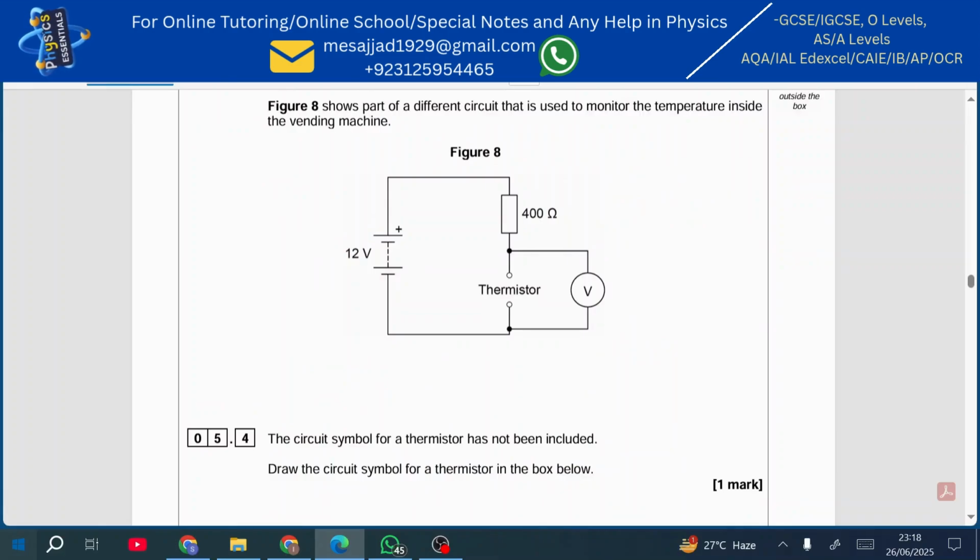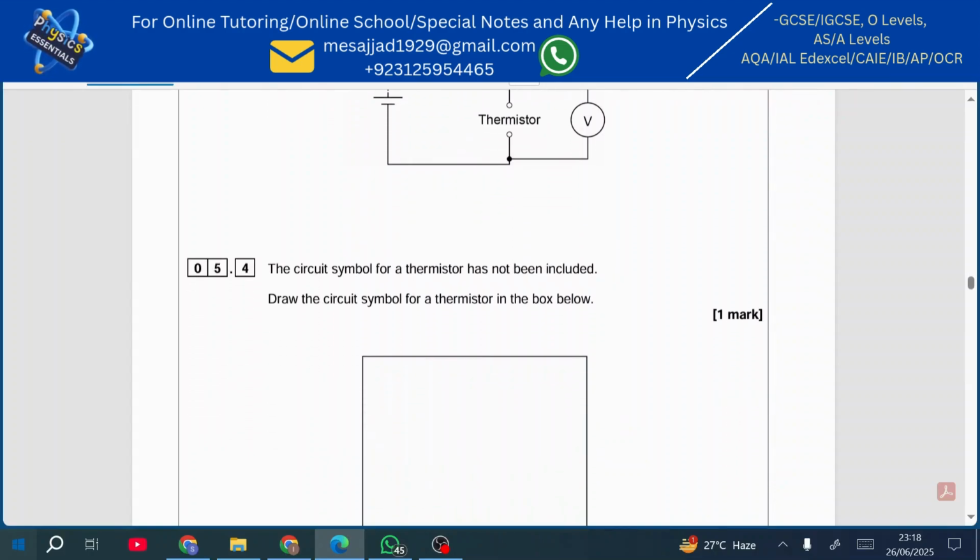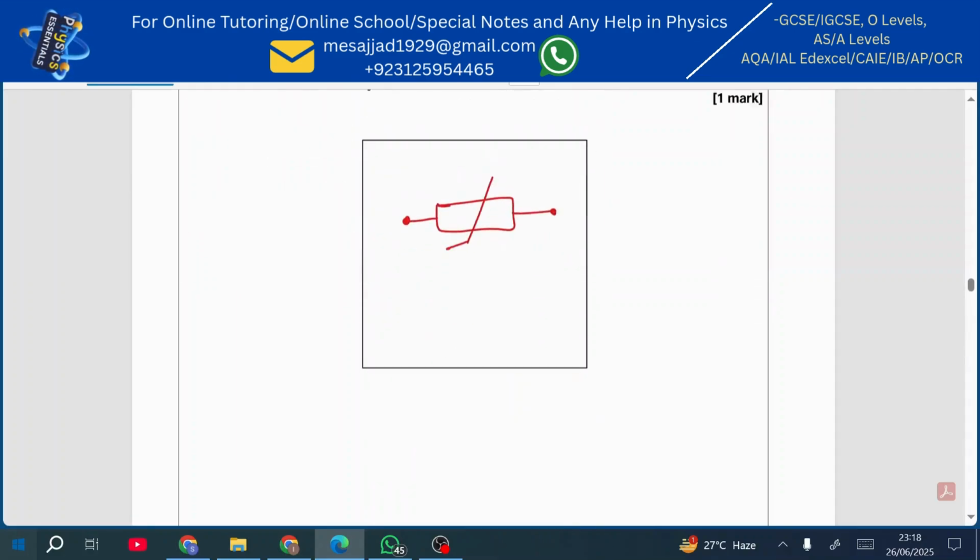The figure shows part of a different circuit that is used to monitor the temperature inside the vending machine. The circuit symbol for the thermistor has not been included. Draw the circuit symbol for the thermistor. So the circuit symbol for the thermistor is this. You just make a block box and this.